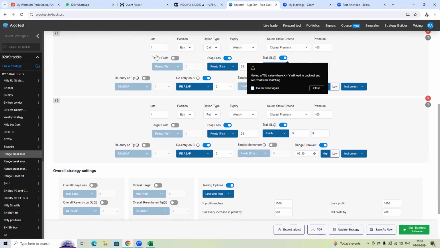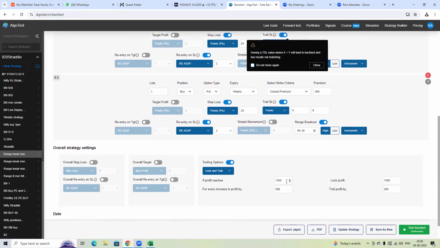if you are multiplying the lot, you need to change the profit figure as well. I want to lock a profit of 1000 rupees because the strategy is already in profit. I want to lock the profit at 1000 rupees, and for every increase in profit by 500 rupees, if it increases from 1500 to 2000 rupees, trail the profit by 200, so the locked profit will go to 1200. If it keeps going up, we will trail the stop loss.